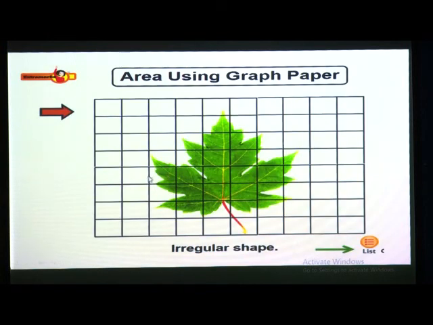Now, we are going to see area using graph paper. Now, to find the area of irregular shapes. If it is a rectangle, if it is a square, it is easily understood. For example, we have a rectangle, so we can place that rectangle in these boxes and can easily understand. But to find the area of irregular shapes, it is little difficult. So there is a method to find the area using graph paper for irregular shape. Let us see that.